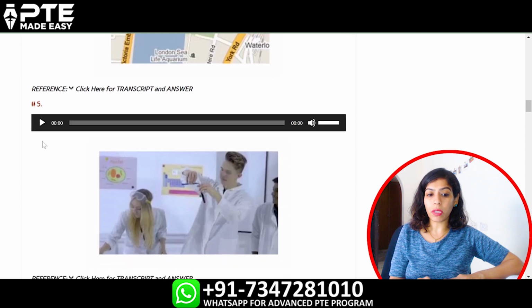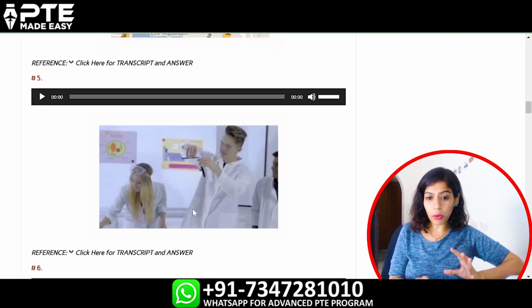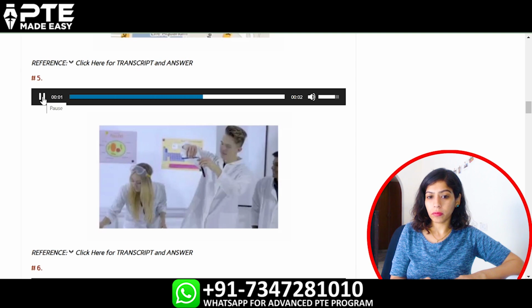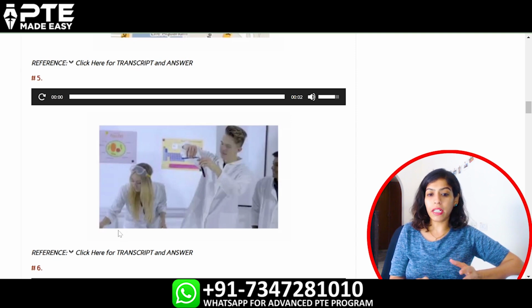Let's look at the next one. After looking at the image, we can clearly say what these students are doing. They are doing some experiment in the lab. This is what we get to know from this image. What are the people in the picture doing? So they are experimenting in the lab. So the correct answer is experimenting in lab.